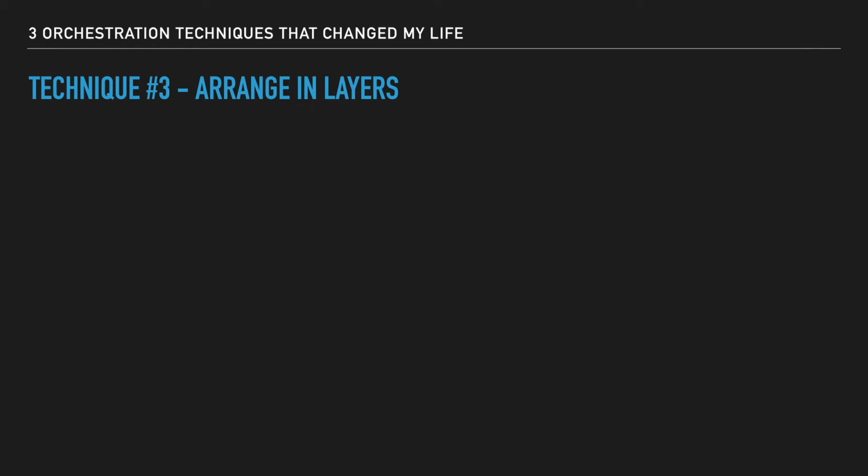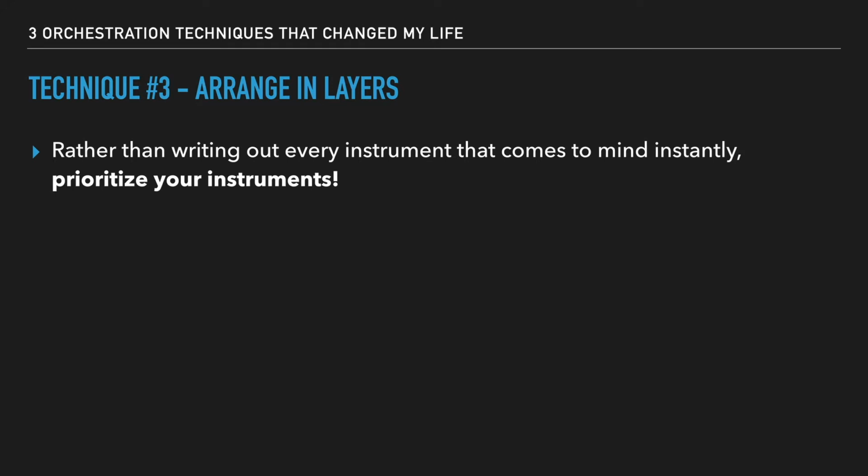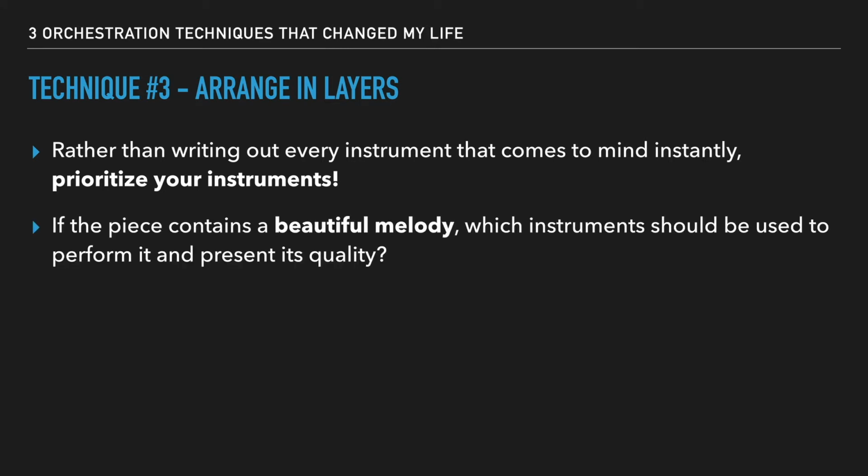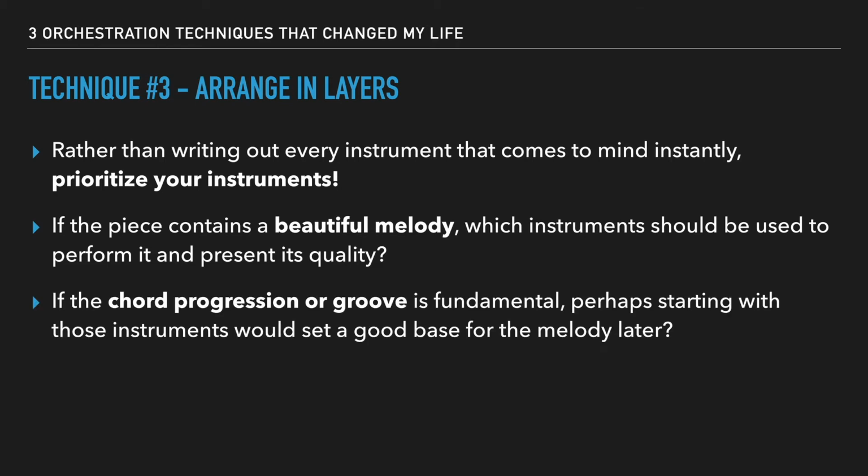So again, thinking from that perspective of most important to least important, or maybe better to think of it as the most prominent aspect and then the more decorative aspects last. Rather than writing out every single instrument that comes to mind right away in your DAW, I would always prefer to prioritize your instruments. So if a piece contains a beautiful melody, then what instruments should be used to perform that melody and present its quality, right? You want to make sure it's shown very prominently because, again, that's the melody. You want it to be heard, whereas the other aspects are going to be less important. So thinking with that perspective is very useful.